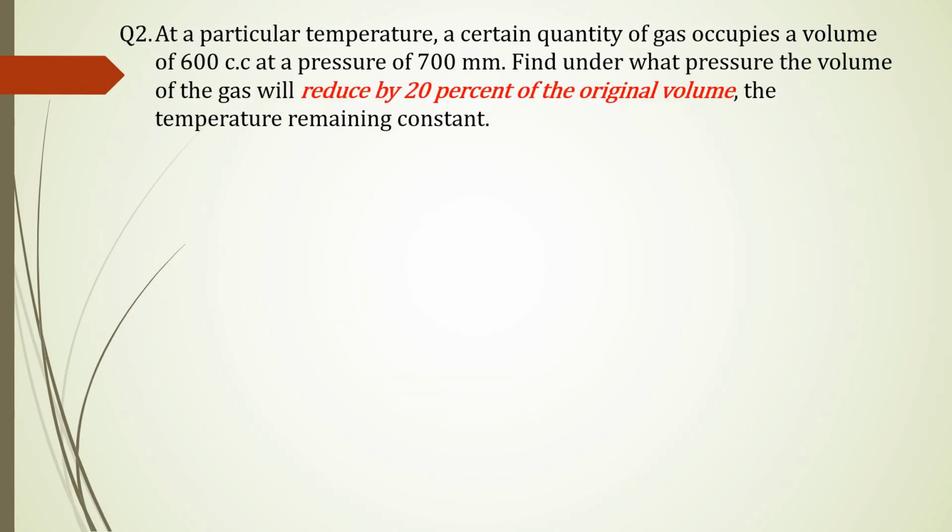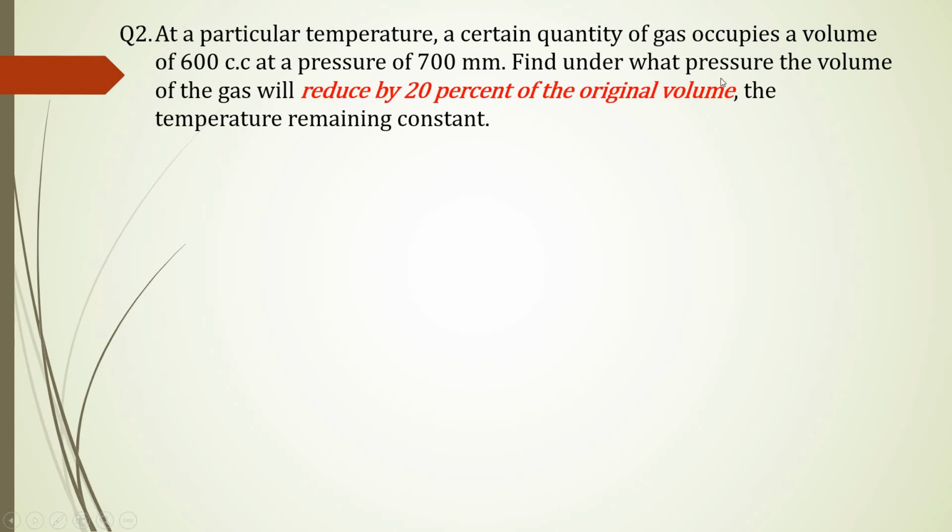Question number 3. This is actually question number 3. So at a particular temperature, a certain quantity of gas occupies a volume of 600 cc at a pressure of 700 millimeter. Find under what pressure the volume of the gas will reduce by 20% of the original volume, the temperature remaining constant. So whenever temperature remains constant, we are always talking about Boyle's law, the relation between volume and pressure. So here we have the initial conditions over here of pressure and volume.